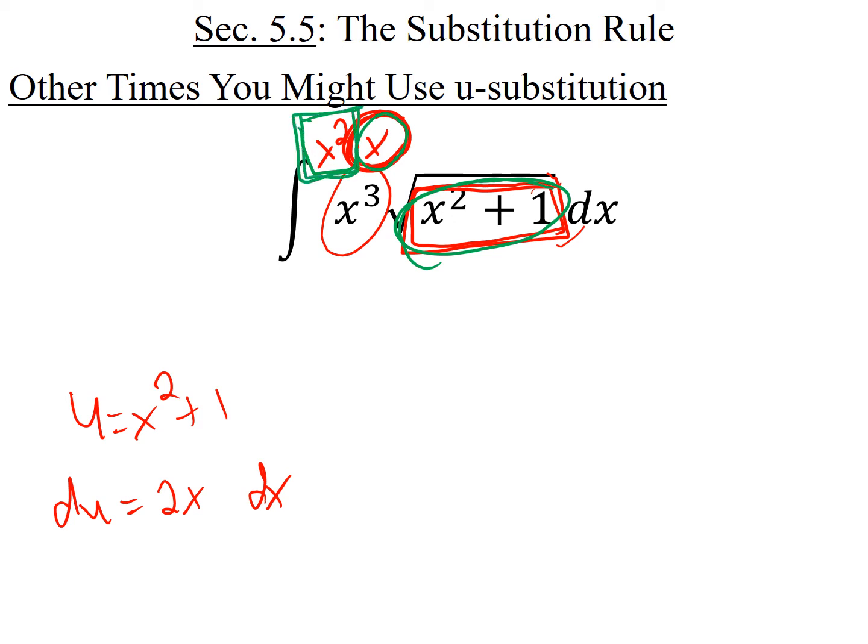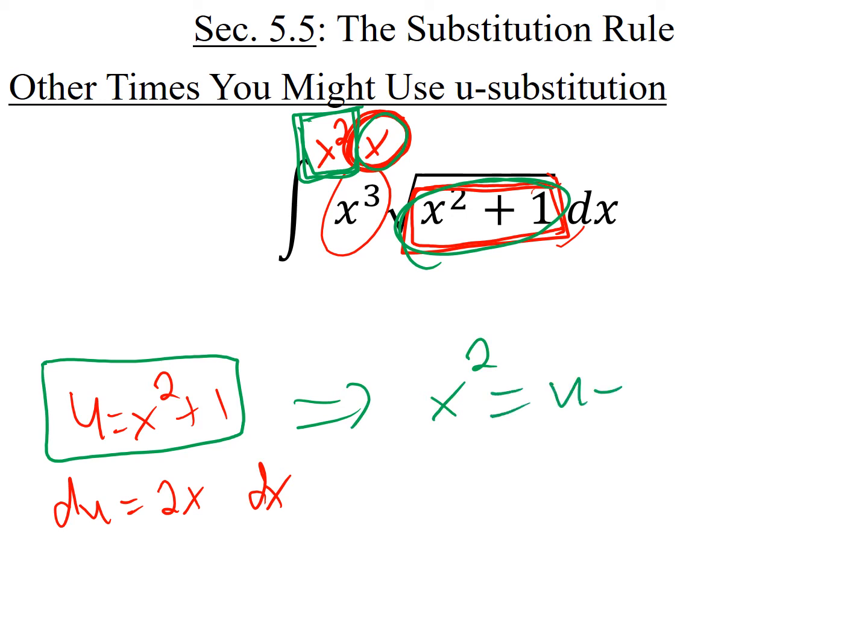The answer is, look at your formula for u, and you could solve it for x squared. You can just take this and go, okay, x squared is u minus 1. So instead of this x squared here, you just put u minus 1 there. And when you do that, now your integral will have only u's in it. So that's the idea. Ultimate goal, you want only u's in your new integral, and of course you want to be able to do your new integral.